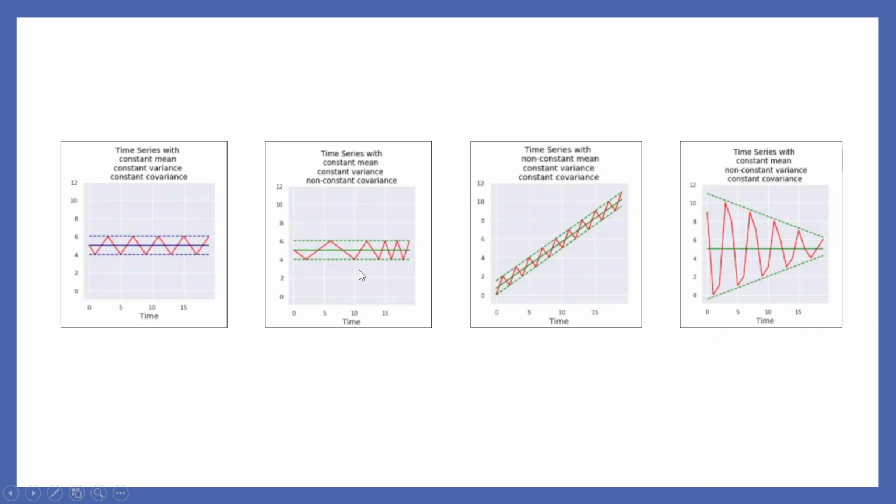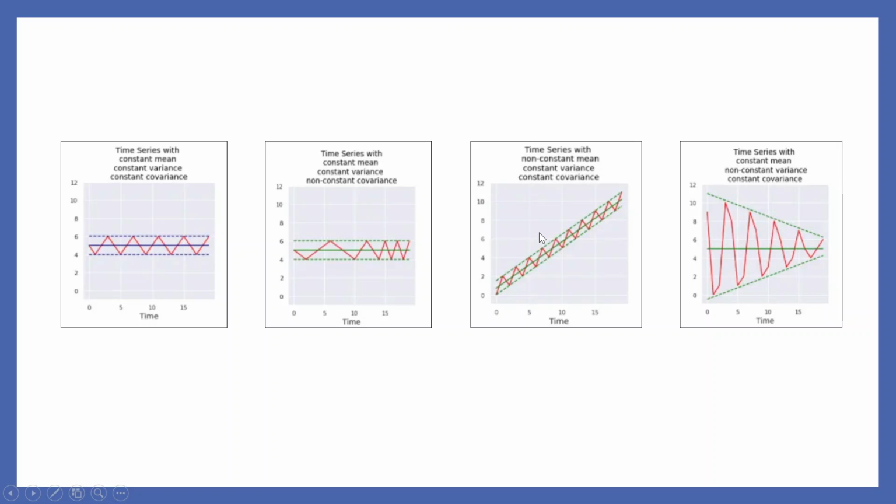Now let's talk about the second plot. Time series with constant mean. Green line is constant. That is, the mean is constant. The distance between the green dotted line is constant. So variance is constant. Now just see the distance between the red lines. It is not constant. So this is non-constant covariance.